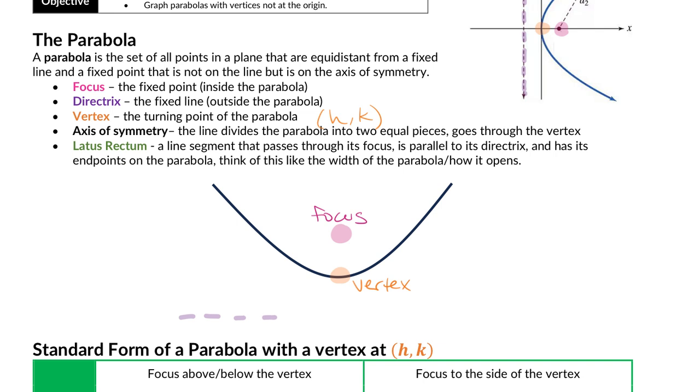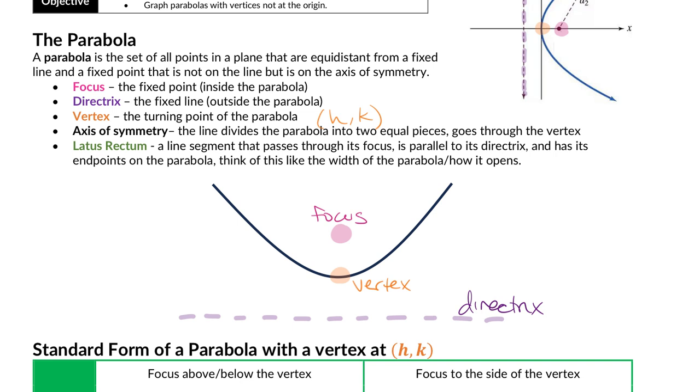Now, the directrix should be a straight line. Please forgive the fact that I cannot draw a straight line to save my life. This is the directrix. So the vertex is directly in between the focus and the directrix. The same way our other shapes, the center was directly in between the foci and the vertices. So those ideas are the same.